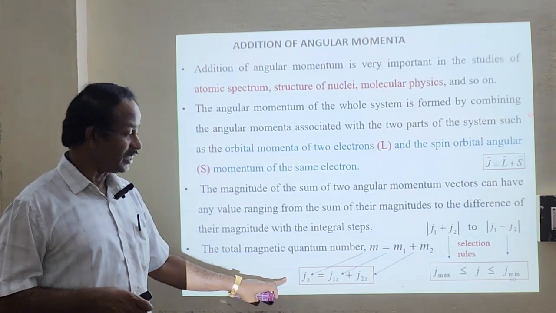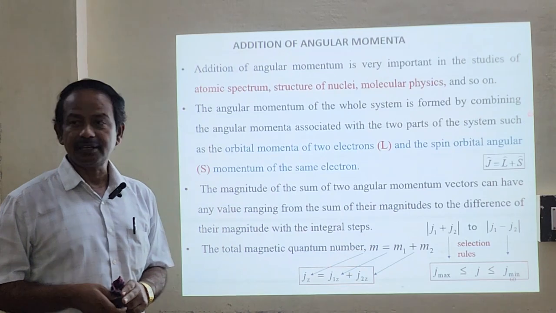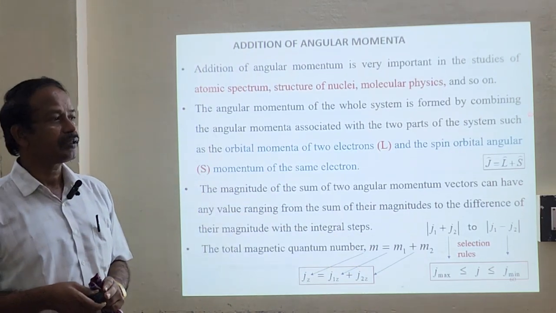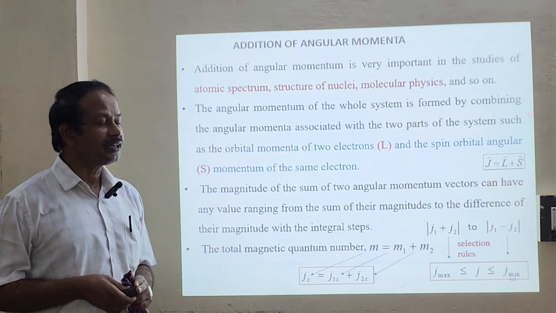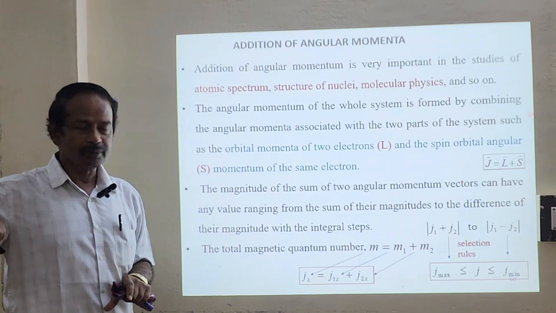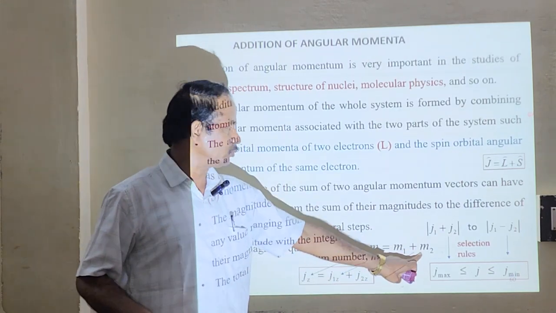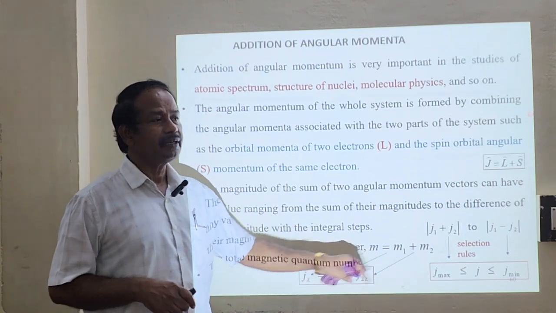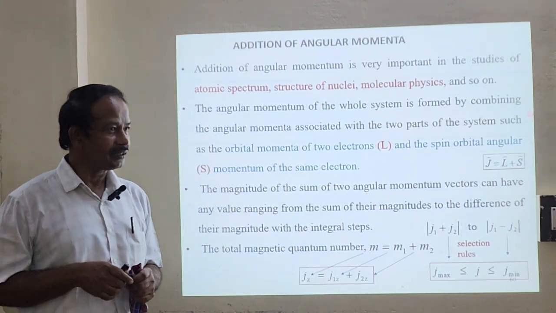Another selection rule is that M equals M1 plus M2. Small m1 stands for the magnetic quantum number of the first electron, and the magnetic quantum number of the second electron is M2. So your total magnetic quantum number is M equals M1 plus M2.